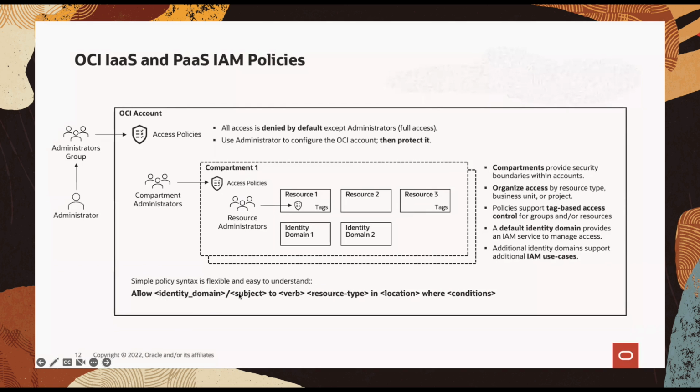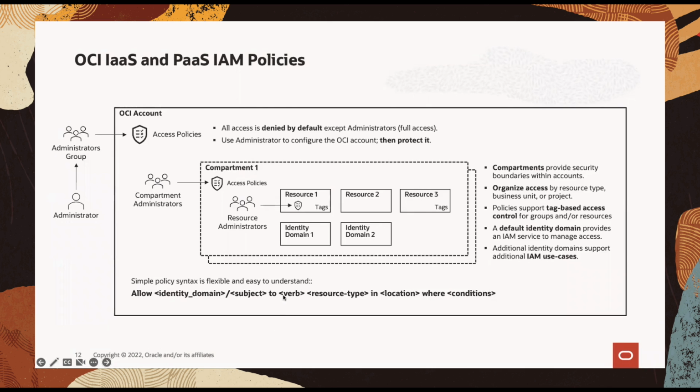The subject is basically the group which you are addressing. This group could be your database administrator group, your network administrator group, a user who needs access to the applications, or a migration user. So you have to define the subject, that is, the group of users who need access. And then you have to define a verb. We have different kinds of verbs in OCI, like read, inspect, and manage. These are a few of the verbs we have.